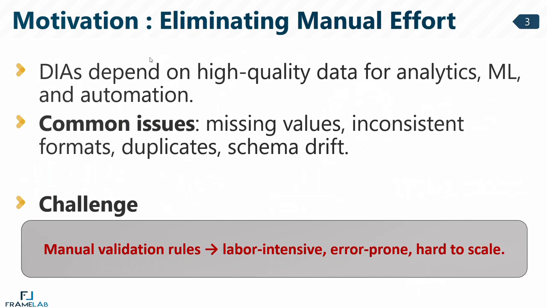Data-intensive applications depend on data quality for success. If a single column drifts, or a timestamp silently changes to a string, then dashboards break and models degrade. In practice, we keep seeing the same issues like missing values, inconsistent formats across pipelines, duplicate records, and the most painful is schema drift.